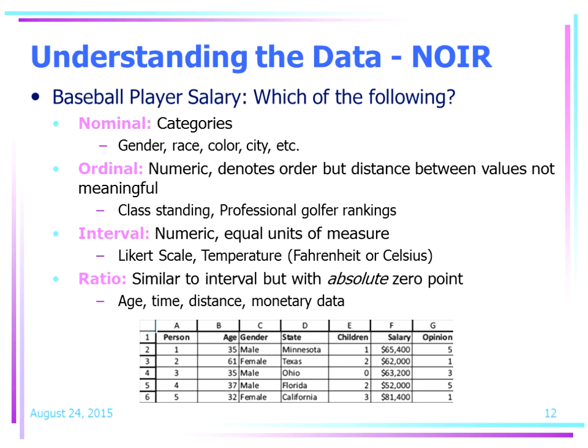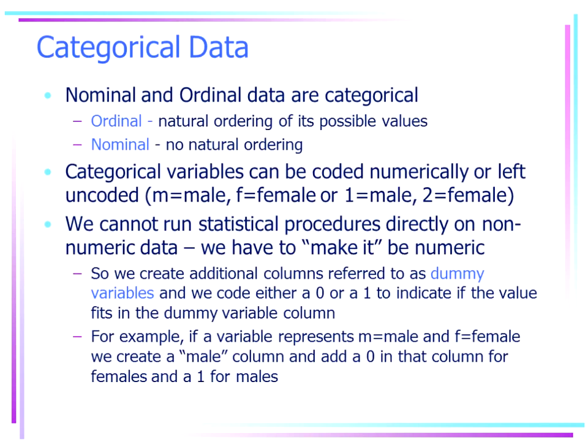Temperature, because we have two different kinds of temperatures, Fahrenheit and Celsius, which kind of suggests that the absolute zero is not really meaningful to it. Europeans like to measure in Celsius and we measure in Fahrenheit, so what the heck. Ratio, similar to the interval, but with absolute zero point: age, time, distance, monetary data. So it's just more of a visual thing of what I just said.